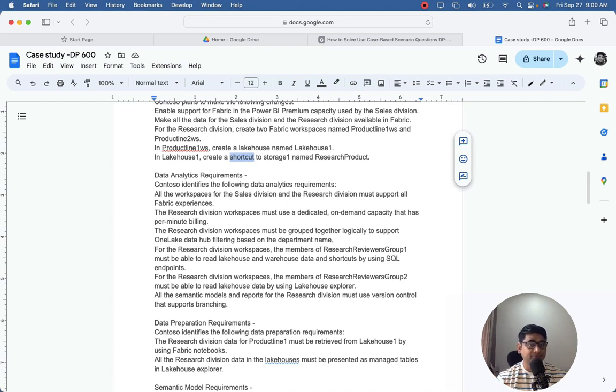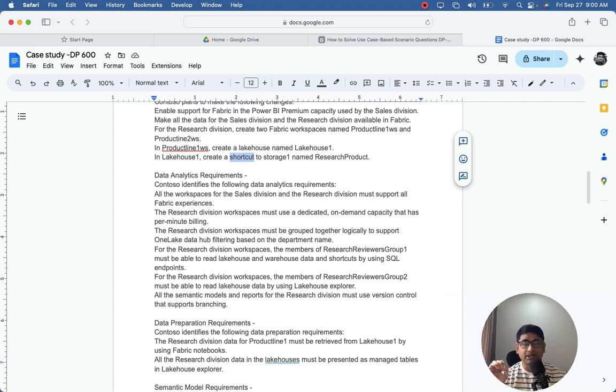Okay, all the semantic models and reports for the research division must use version control that supports branching. So we use Git. Now remember what code repository we are using for Fabric, what kind of version control we are using that supports branching. And branching is, of course, creating a new branch, merging a branch, those kinds of concepts.